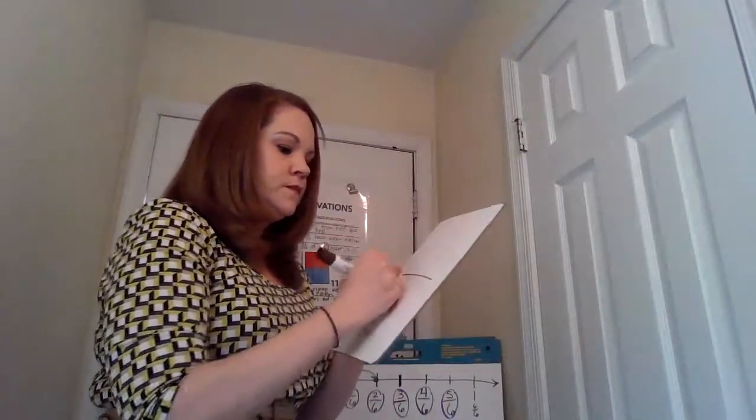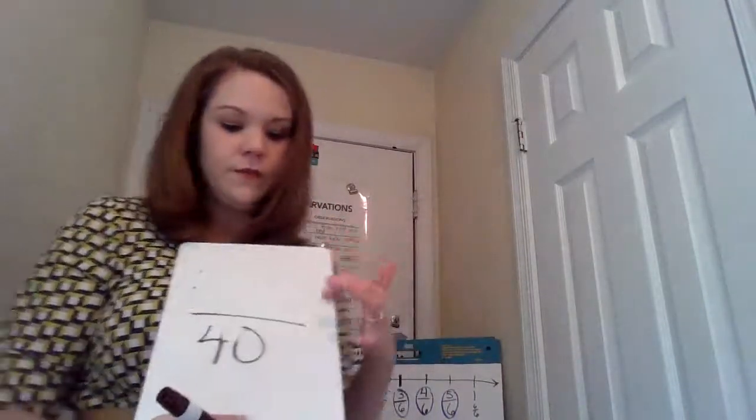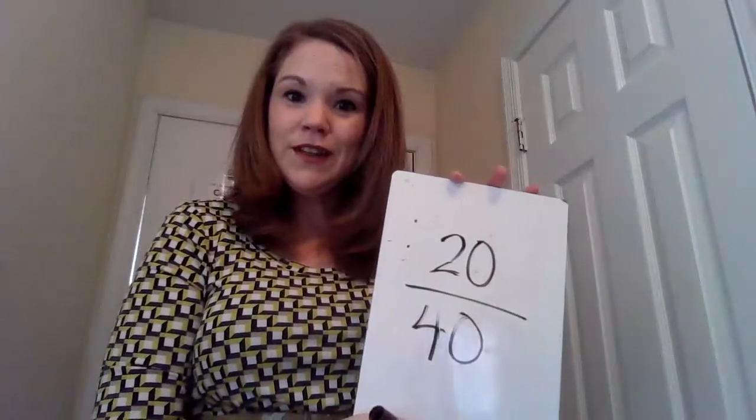Isn't that cool? So you can think of all kinds of numbers that would work. So here's the trick. You have to pick an even number so you can split it in half. So if I'm thinking in my head, 40. Okay, so 40, I'm going to put for my denominator. And then to get the numerator, I'm going to say, what's half of 40? 40 divided by 2 is 20. So 20/40 is equivalent to a half.